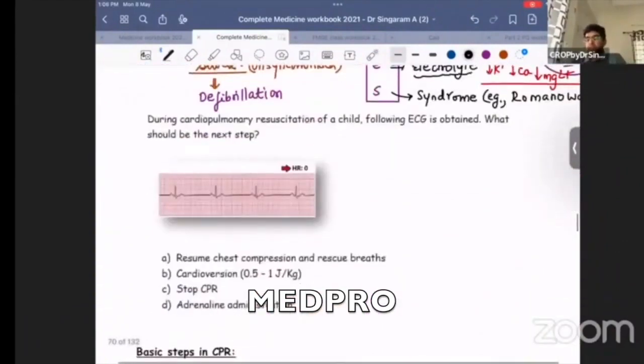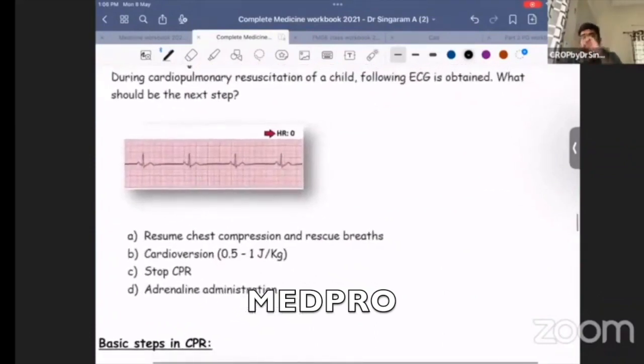Okay. And whenever I'm going to discuss ECG, it is not complete without discussing the heart rhythms which you can encounter during cardiopulmonary resuscitation. So think like this: during cardiopulmonary resuscitation of a child. The same can be for an adult also. During cardiopulmonary resuscitation of a child, the following ECG is obtained. What should be the next step in the management? That is the question. Any comments?